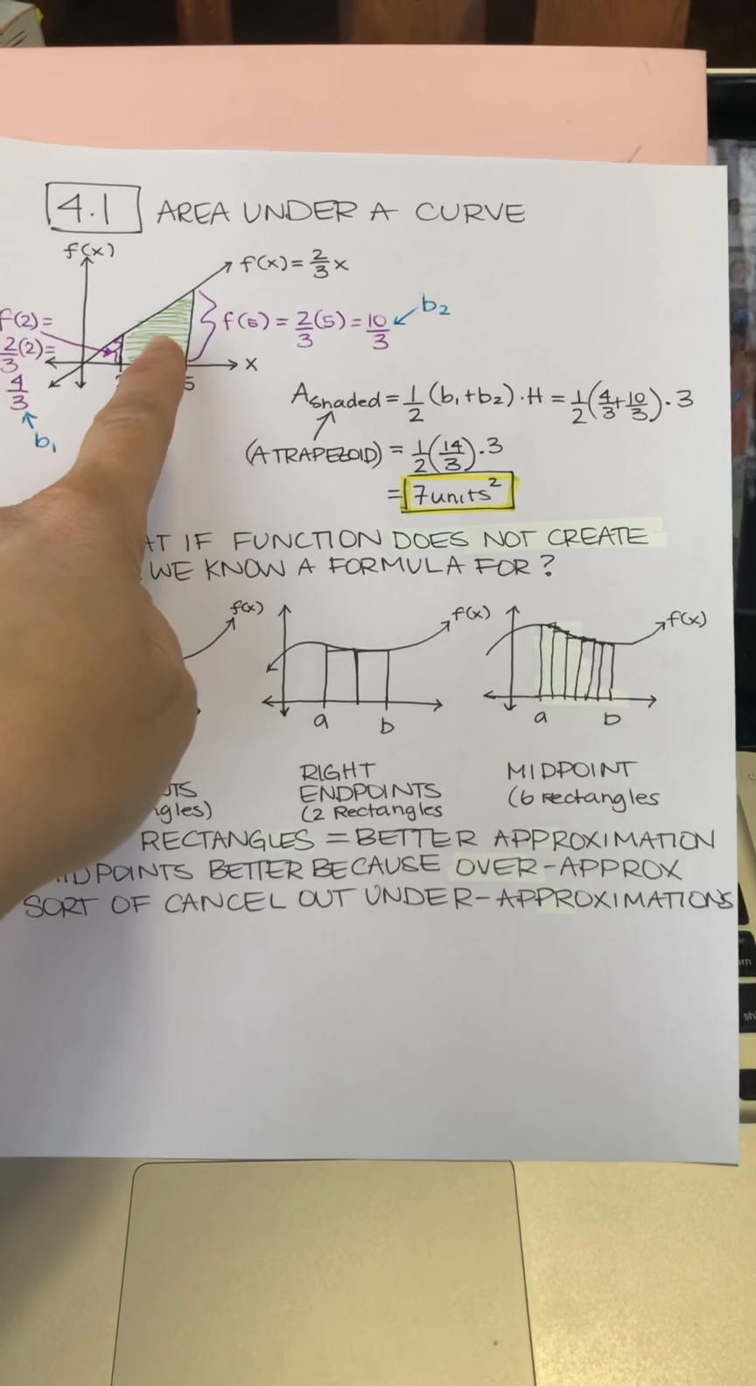So let's look at some examples. We're going to look at the same function 3 different times. The first one is f of x equals x squared plus 1, and we're looking at it from 1 to 3 using 2 rectangles in the left endpoint method.